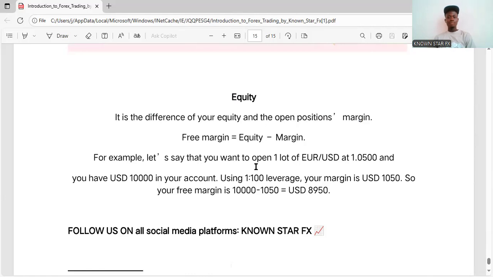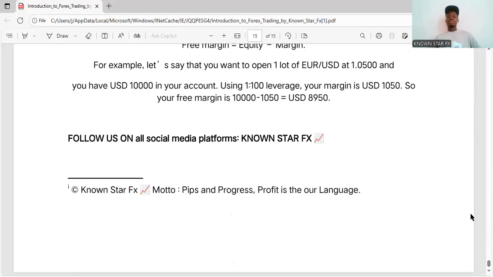So for example, let's say you want to open one lot of EUR/USD at 1.0500 and you have $10,000 in your account. Using 1:100 leverage, your margin is what? 1,050 US dollars. So your free margin is 10,000 minus 1,050, leaving you with the balance of what? 8,950. That is very, very simple and straightforward. Nostar FX: pips and progress, profit is our language.